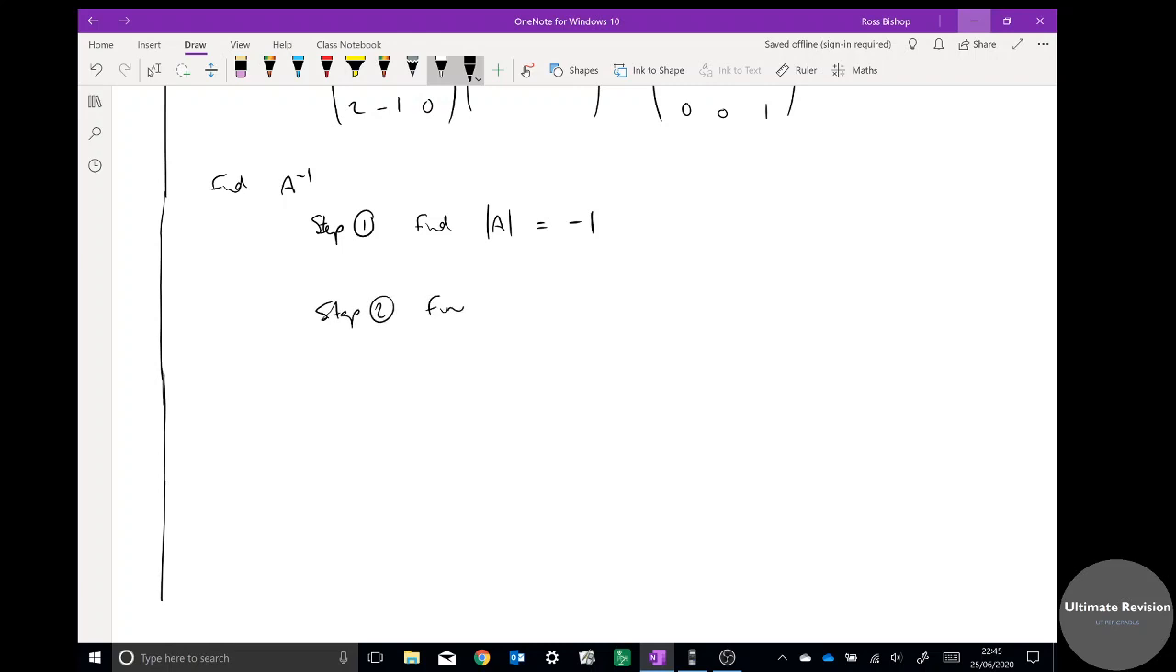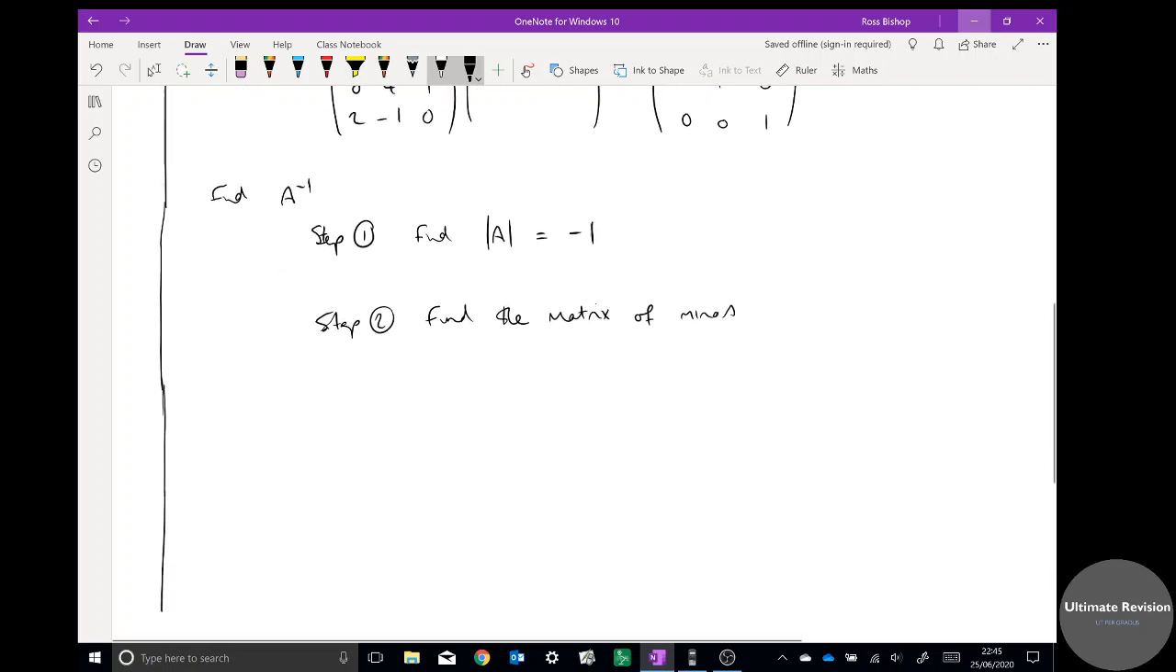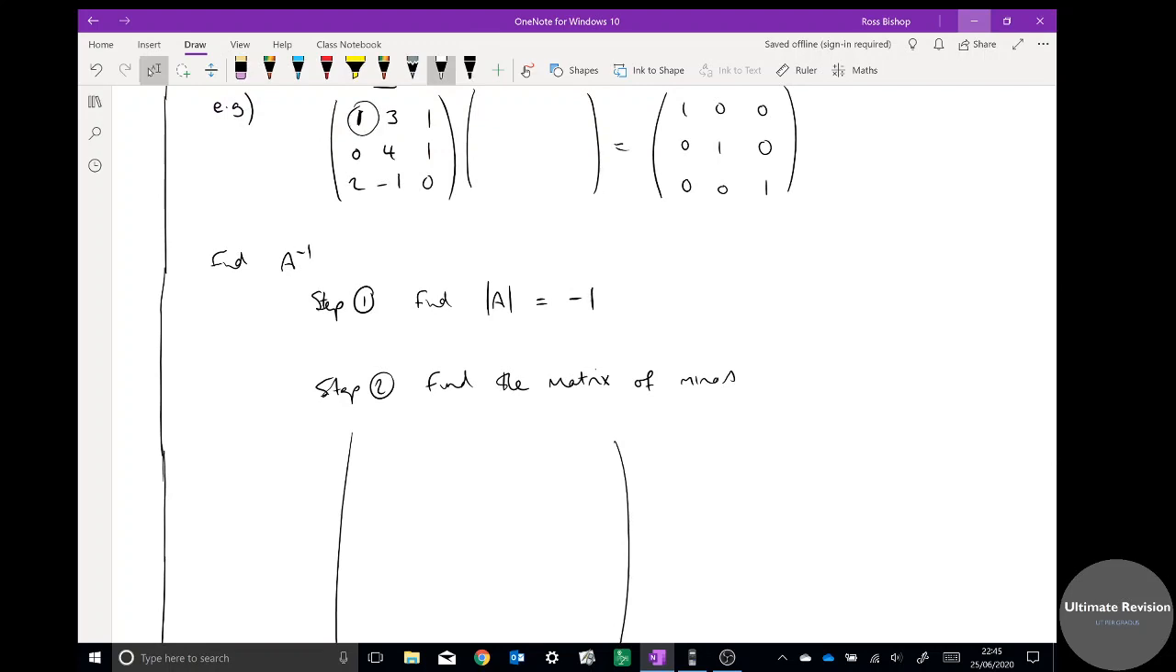Step 2. We find the matrix of minors, is what we call this step, matrix of minors. So what this means is a massive matrix here. So the top left, what replaces this 1 is not the 1, it's the minor matrix, which is the matrix that went with that one when you were doing the determinant. So it is going to be 4, 1, -1, 0. You cross out the row and the column it's in, and it's the matrix that's left over. So that's going to go in there.